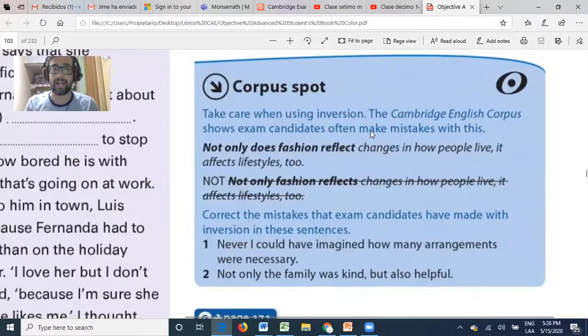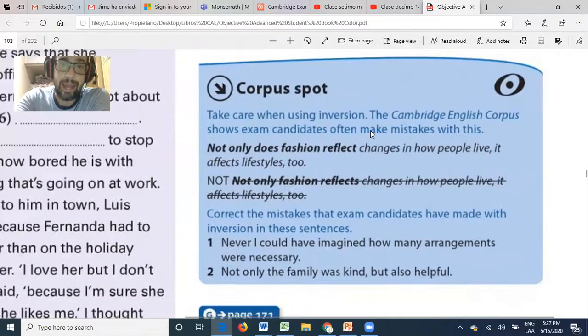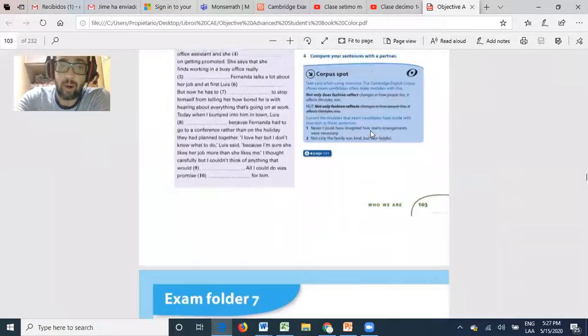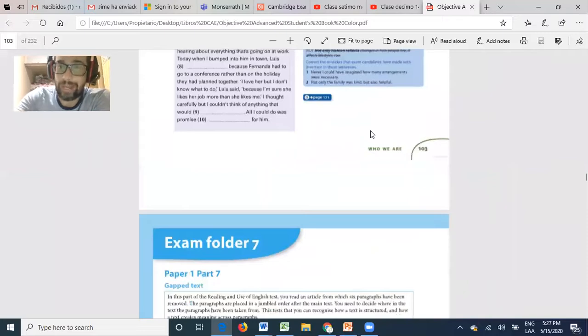It says take care when using inversion. The Cambridge English corpus shows exam candidates often make mistakes with this. This is just an example: Not only does fashion reflect changes in how people live, it affects lifestyles too. Don't say: not only fashion reflects changes in how people live, it affects lifestyles too. So again, it's very important for us to know how to use these inversions. And mostly, again, hopefully you'll be able to do it in your writing part.